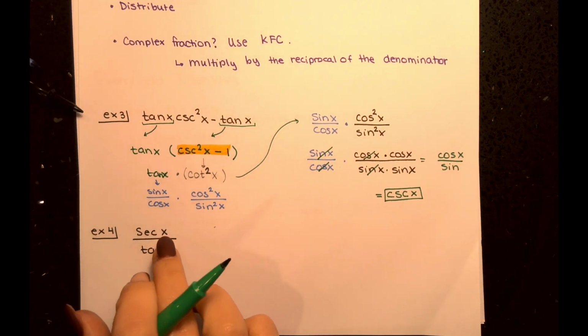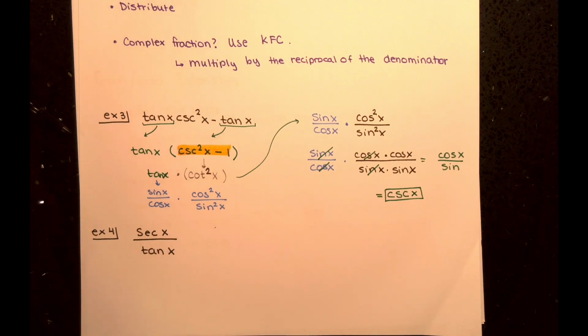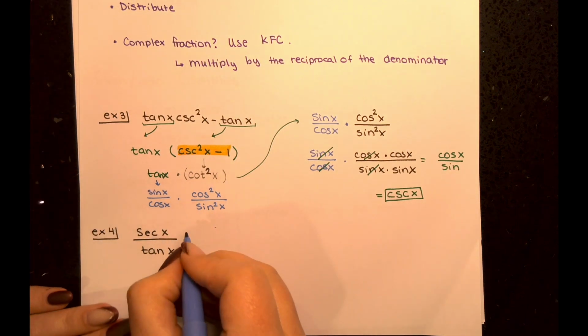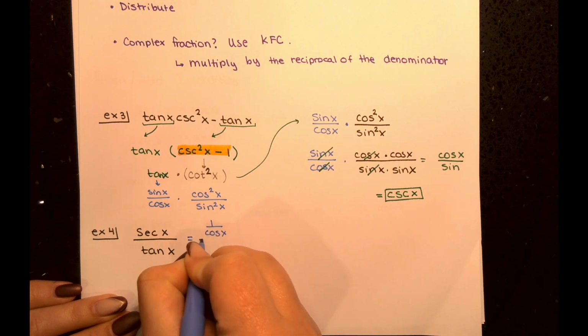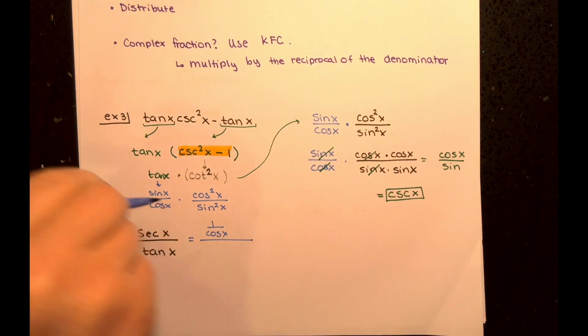Next one we have is secant of x over tangent of x. Secant is the reciprocal of cosine, so 1 over cosine of x. Tangent is sine over cosine.